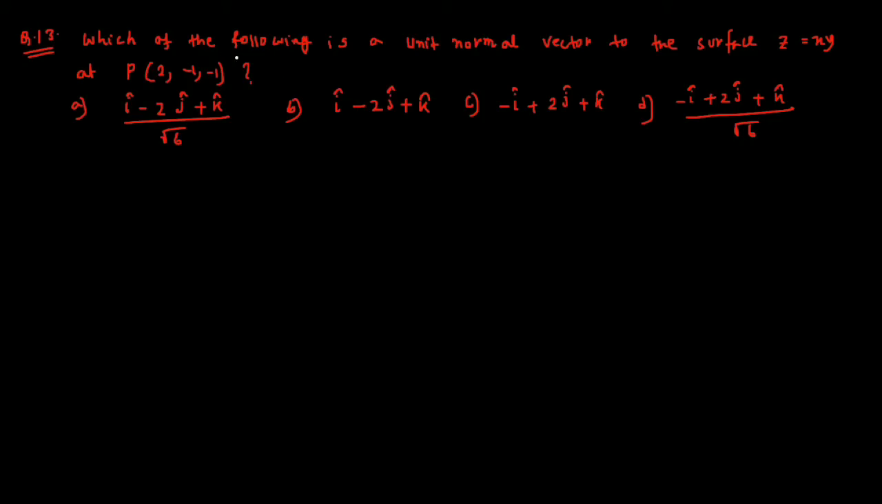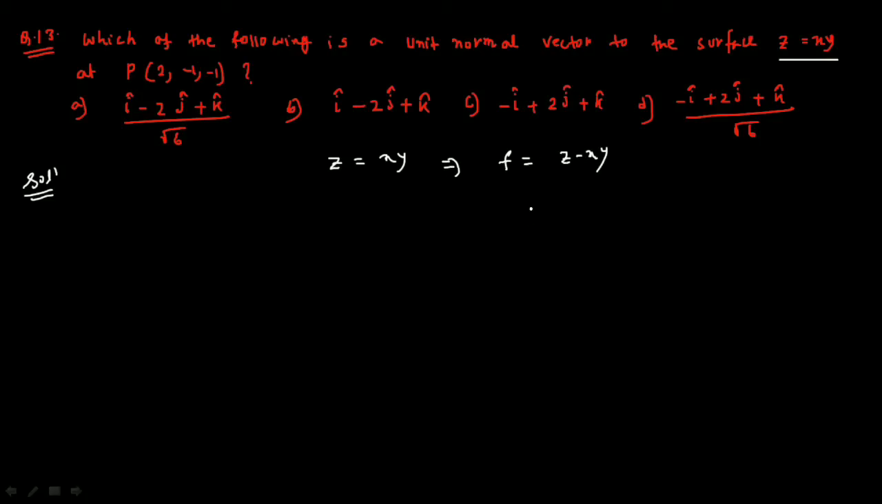Now the question is: which of the following is a unit normal vector to the surface z equal to xy at P equal to (2, -1, -1)? Let me give you a solution. Here z is equal to xy is given, so you have to take the function f is equal to z minus xy.